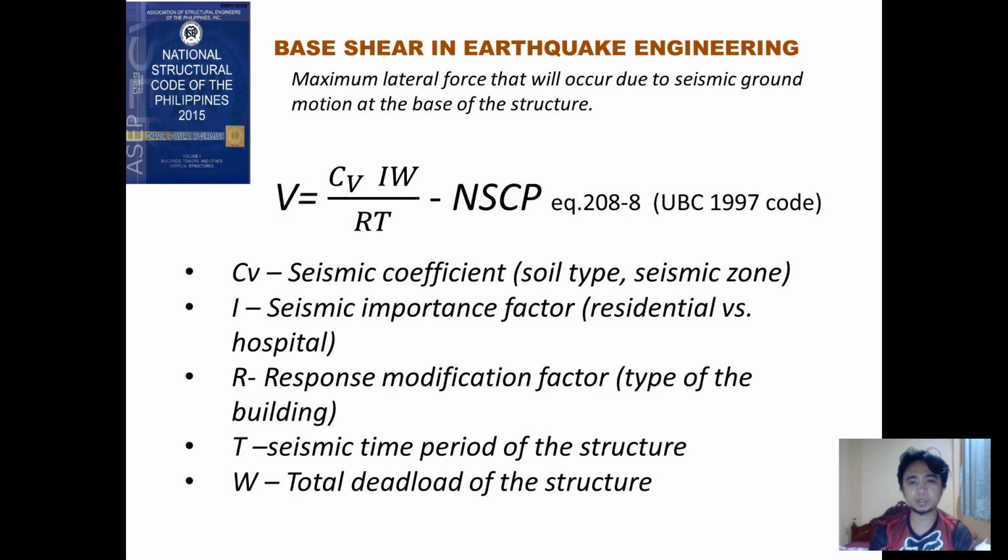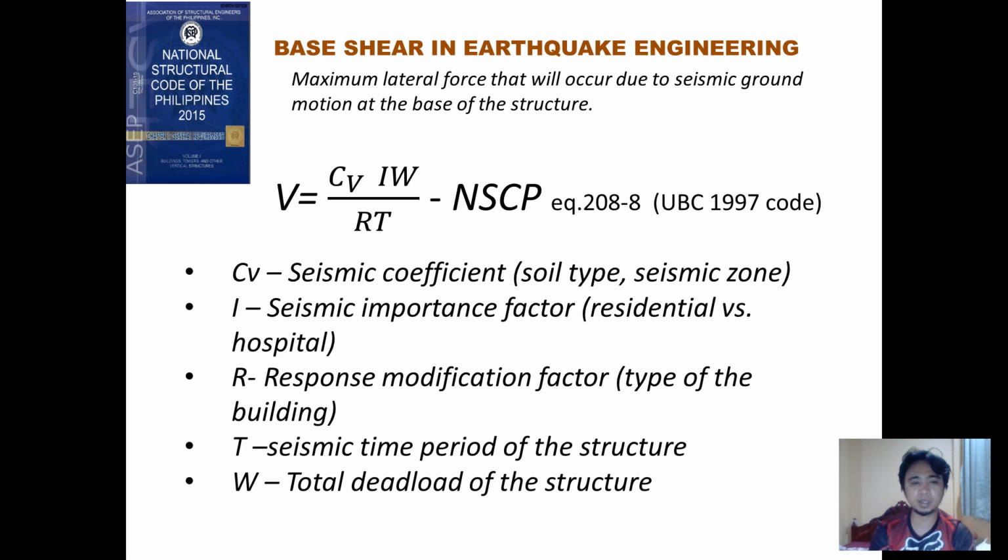I is the seismic importance factor, like the snow load we introduced a while ago. Residential versus hospital is an example, wherein a hospital has a greater seismic importance factor compared to that of the residential. For the next variable we have R, the response modification factor. It depends on the type of the building, whether it is a structure of steel frame, or reinforced concrete, or a combined one. We have a table on NSCP.